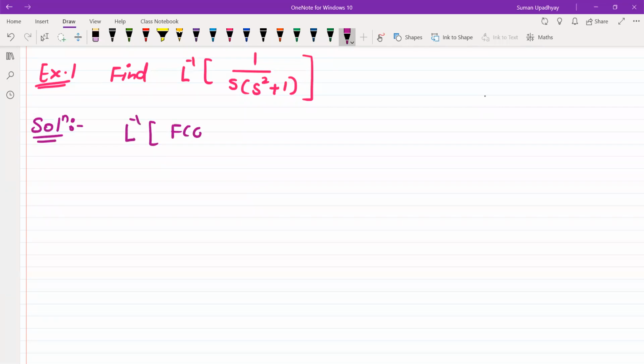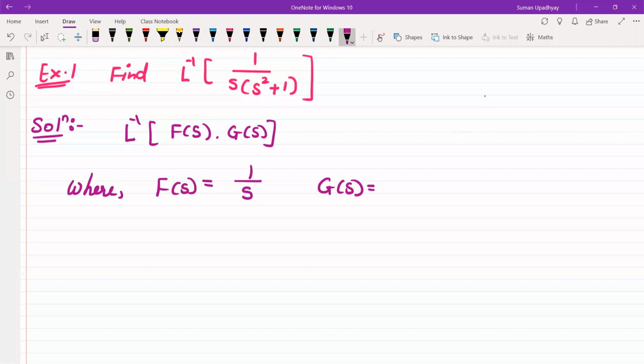So it is of the form Laplace inverse of f of s into g of s. Can you tell me what you will take as f of s and g of s, so that the Laplace inverse is easy for us? For f of s, we can take 1 upon s, and for g of s, 1 upon s square plus 1.